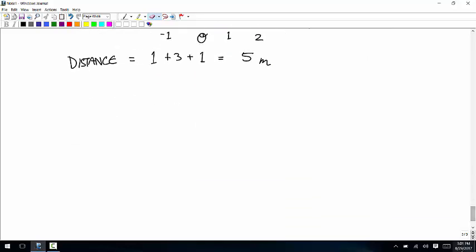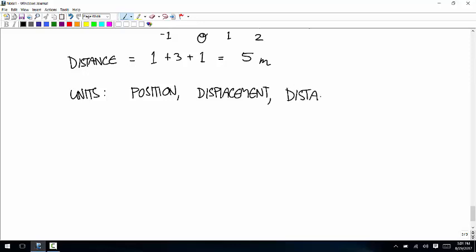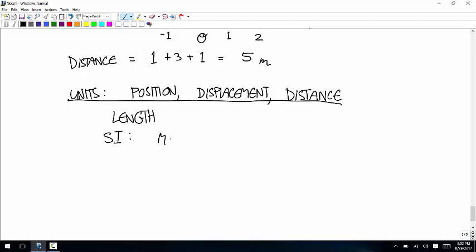So let's do an example problem that sort of uses all these ideas. Let me say one thing first. So units. This is for position, displacement, and distance. They all have the same units. They all have units of length, so you can use feet or inches or miles. And the SI units are meters.